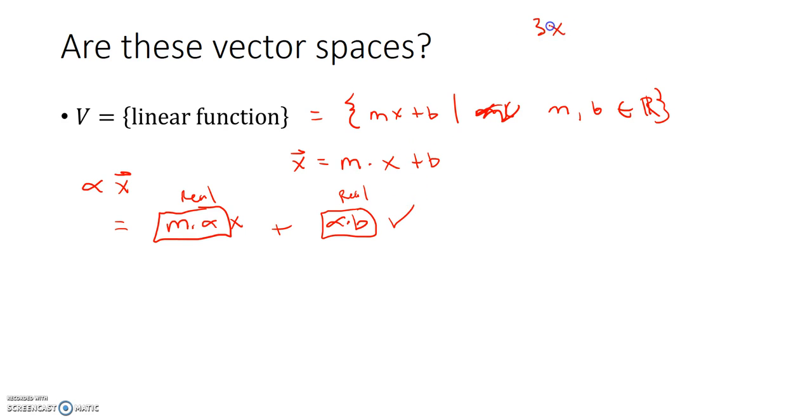So take, for example, 3x plus 5. If I scale that by, say, 2, then I get 6x plus 10, which is still linear.